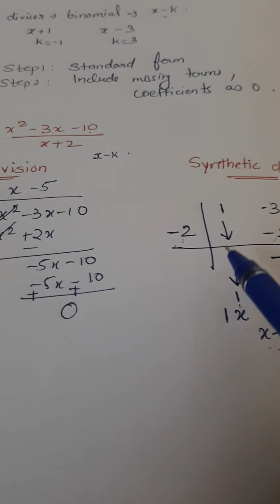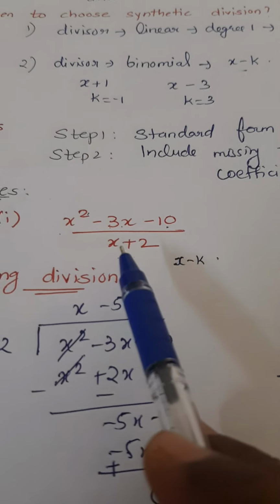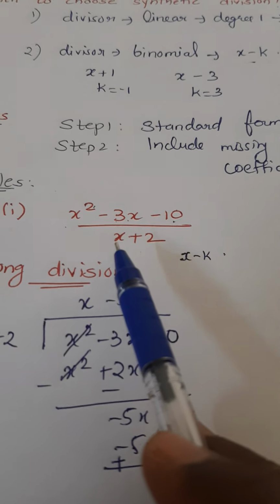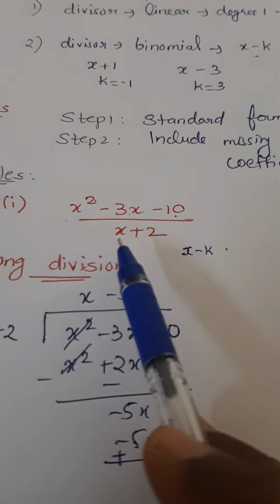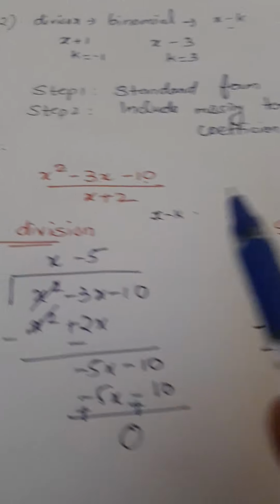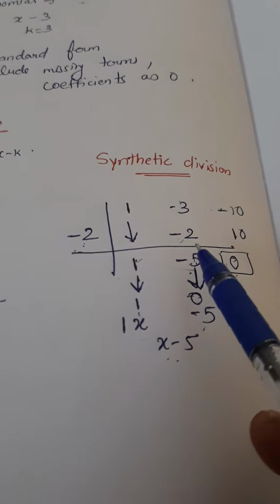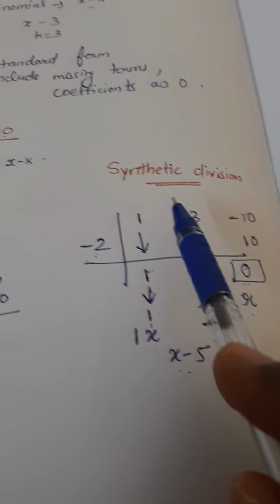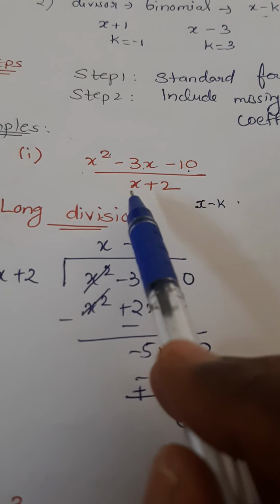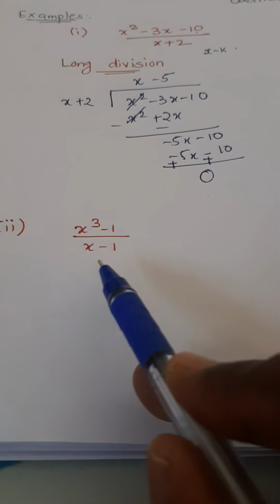Now, as I said, here the divisor was a binomial. You can use any polynomial as a divisor, and the leading coefficient need not be 1. It need not be a linear polynomial. The divisor can be quadratic also, cubic also, and you can still go for synthetic division. But there the complexity will increase. So you better choose the synthetic division method when the divisor is a linear polynomial with leading coefficient 1. I have taken another simple example here, x cube minus 1 upon x minus 1.